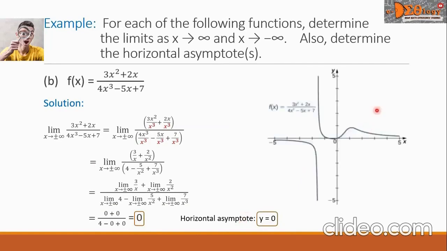Let us consider the graph of the function. We can see here that when x goes to positive infinity, it approaches the value 0. Also, when x approaches negative infinity, the graph comes closer and closer to 0. And we can see here now that the horizontal asymptote is the x-axis itself, and the equation is y equals 0.